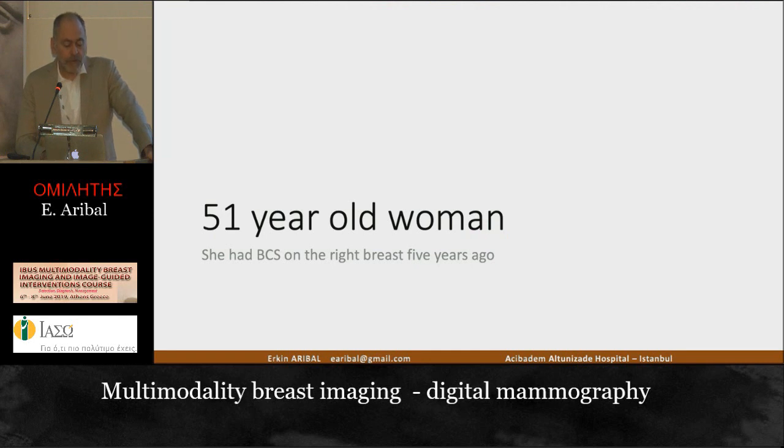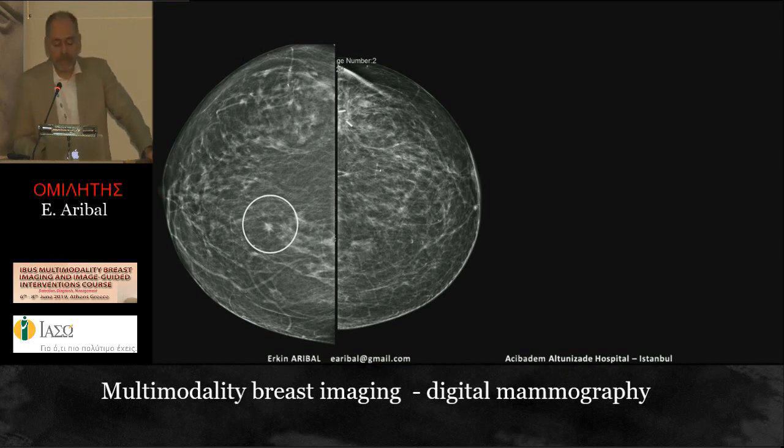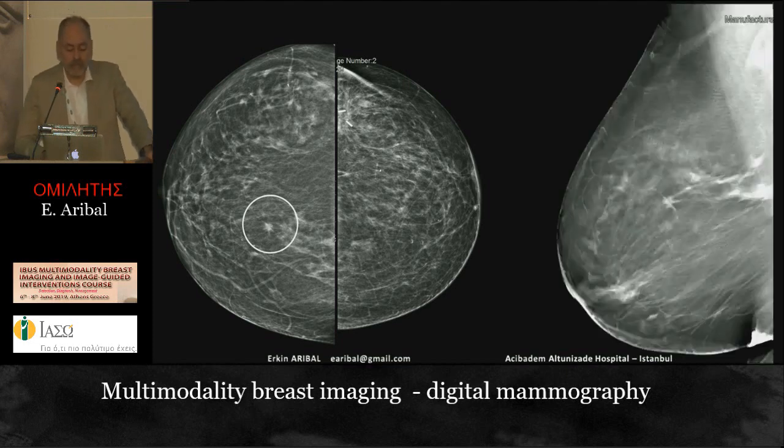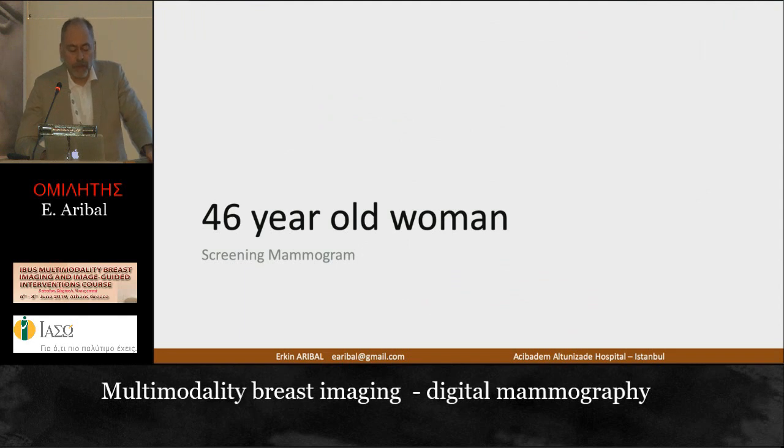A 51-year-old woman, she had breast cancer surgery on the right breast 5 years ago. Here, sorry, it's on the left breast, the surgery was. And this is now the right breast, where you have a lesion with spiculated margins. It's quite malignant, and the tomosynthesis shows it as well. This spot also shows well. So we should continue on the ultrasound image to do the biopsy with this patient.